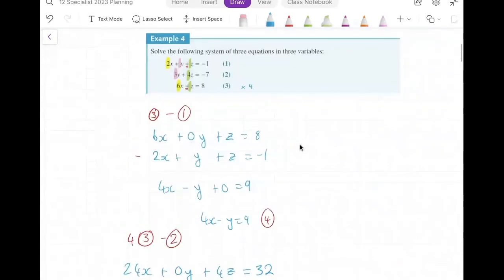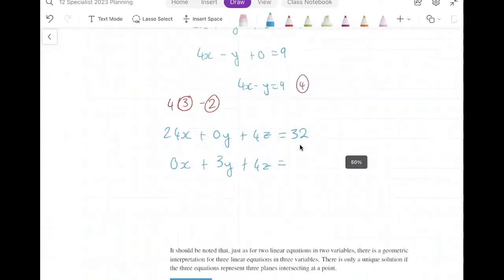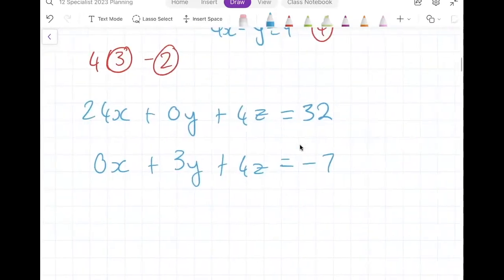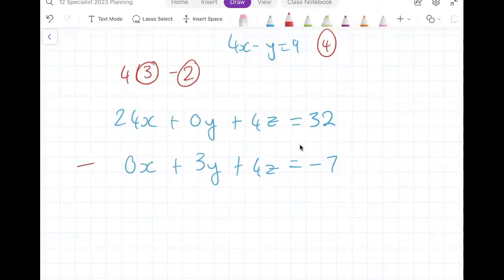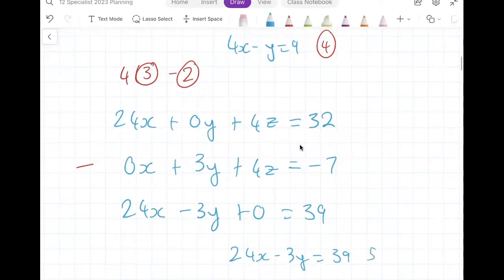Equation 2 is 0 lots of x plus 3 lots of y plus 4 lots of z is equal to minus 7. And again, now I'm going to subtract those 2 equations. That is just simply going to give 24 lots of x minus 3 lots of y. That's also going to become plus 0. And if I do 32 minus 7, that's all going to equal 39. So I've got 24x minus 3y equals 39. This is going to become equation 5.